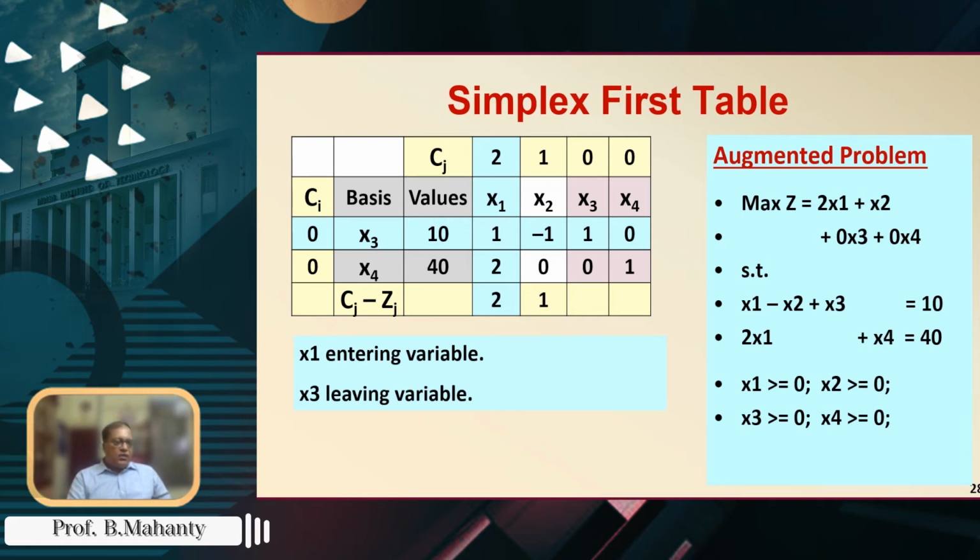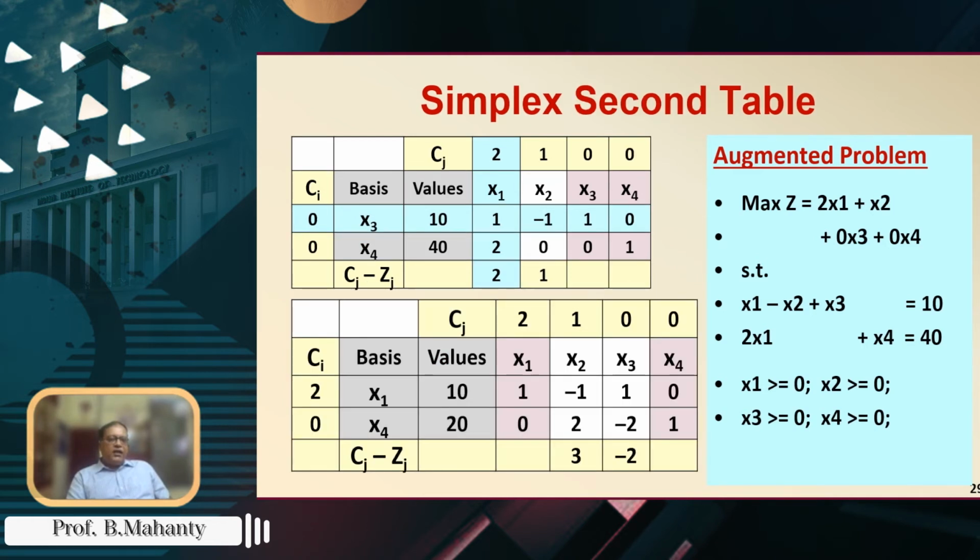Since 2 is more, x1 comes into the basis. And which one should be leaving? 40 by 2 is 20 and 10 by 1 is 10. So x3 is the bottleneck. So x3 goes out of the basis, x1 comes into the basis. Right? So that's the first task.